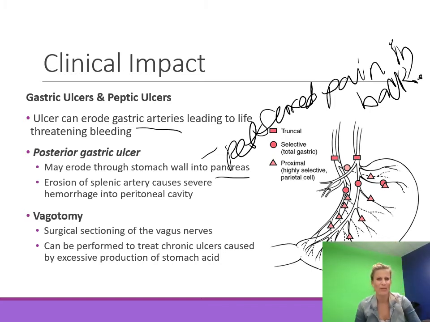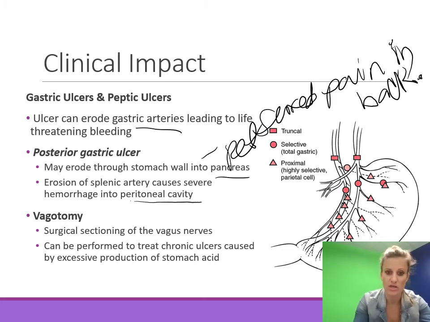As opposed to abdominal pain, which you would typically expect with a gastric ulcer. Remember that the splenic artery also runs posterior to the stomach. So if there's a posterior gastric ulcer that erodes the splenic artery, this causes severe hemorrhage into the peritoneal cavity.